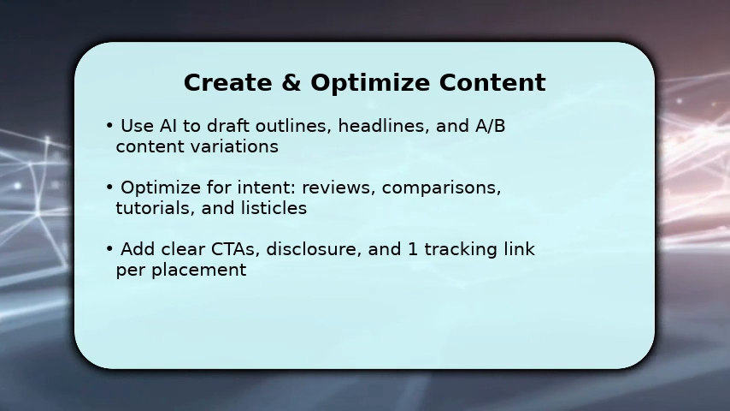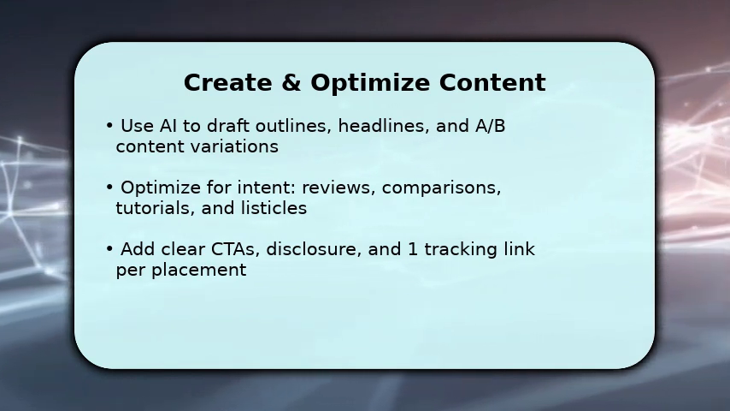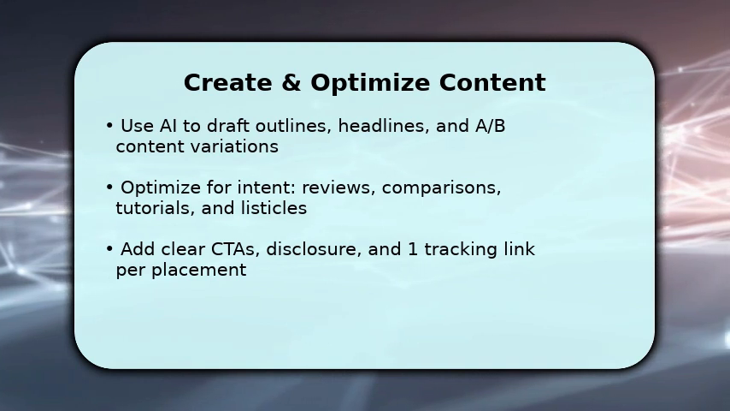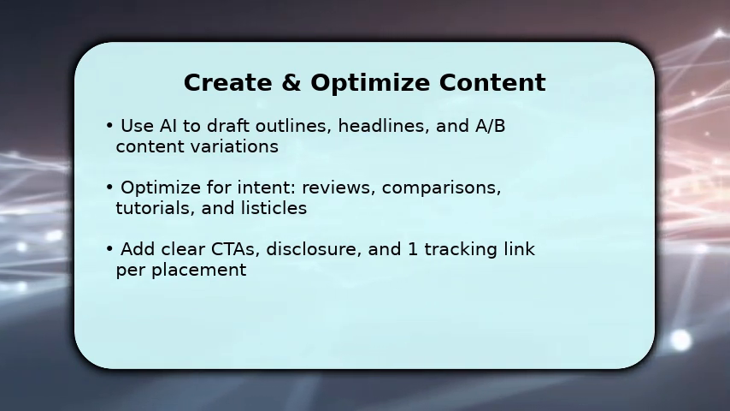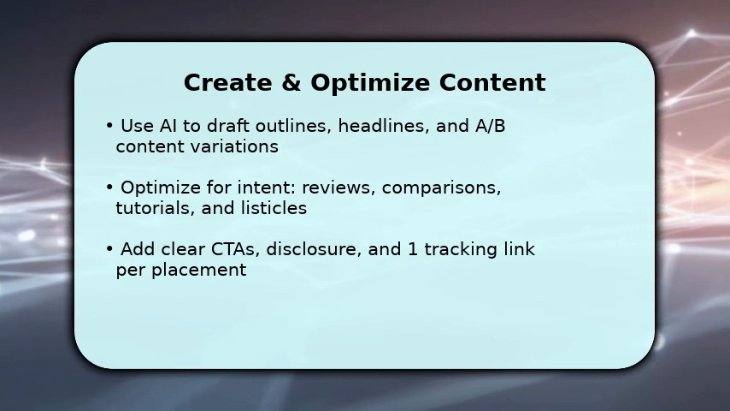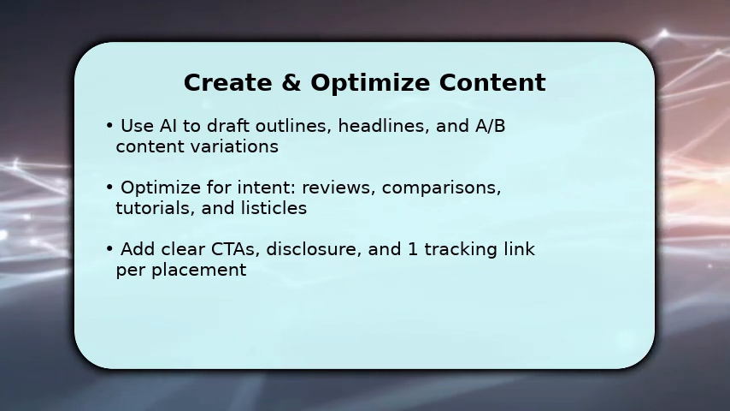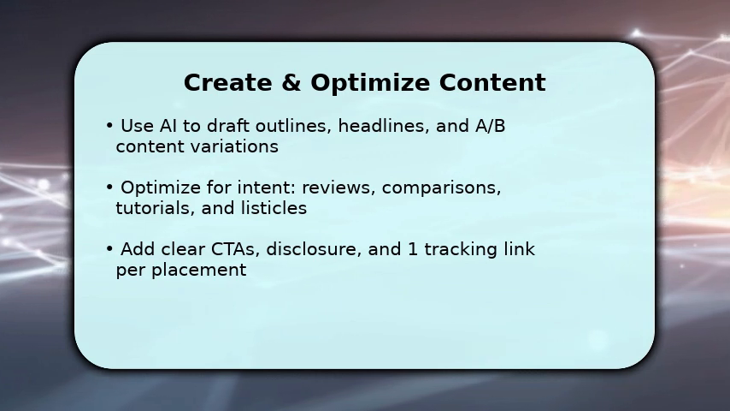Make sure to optimize on-page SEO and CRO, headlines, H tags, thumbnail images, and one prominent CTA with your tracked affiliate link. Monitor performance, then iterate on top performers using A/B variations created with AI.